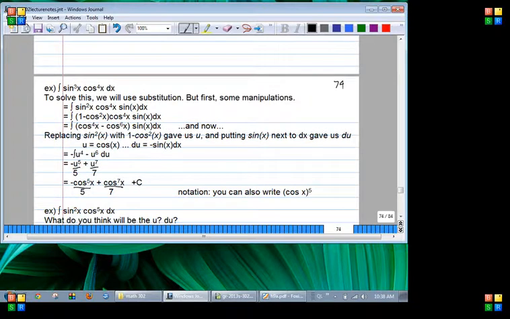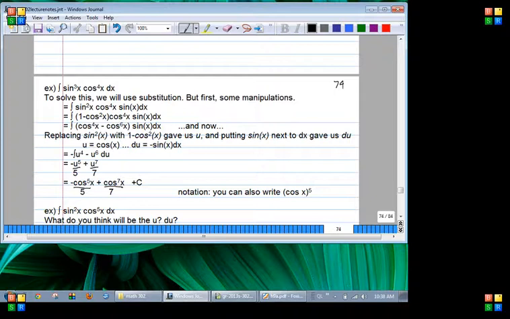Would u be cosine? Either way, you'll be using cos. And then what's going to be your du? If you take the sine, I would do sine x dx as du, because then we can use an identity to rewrite that, and then we're just integrating.